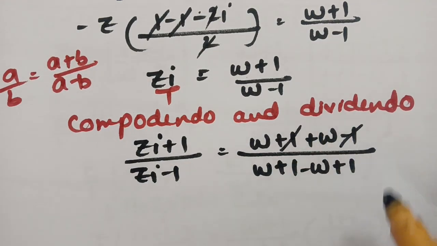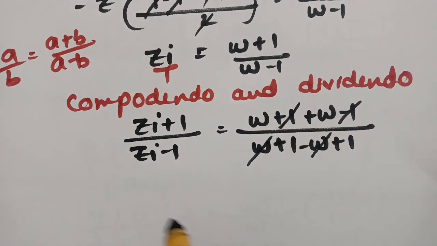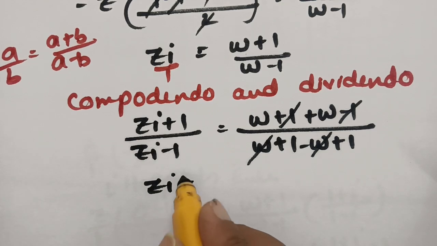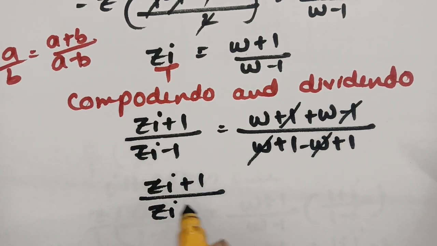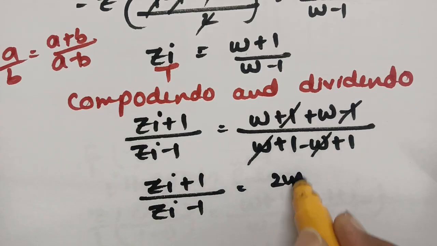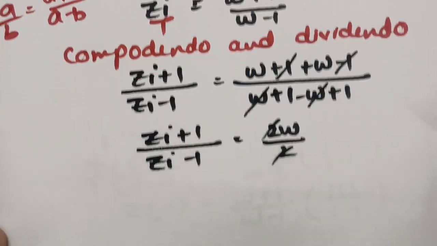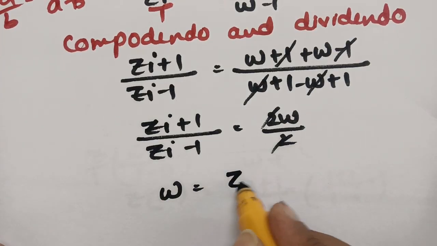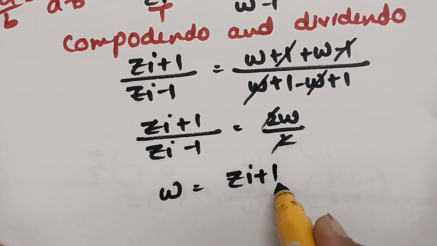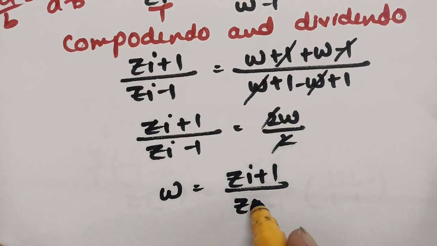So plus 1 minus 1, this is plus W and minus W. So this value is Z plus 1 by, this value is Z minus 1, which is equal to 2W by 2. So if I cancel, here our W value is equal to Z plus 1 by Z minus 1.